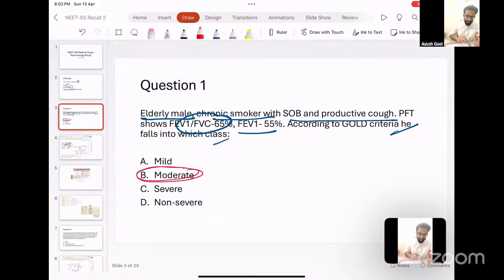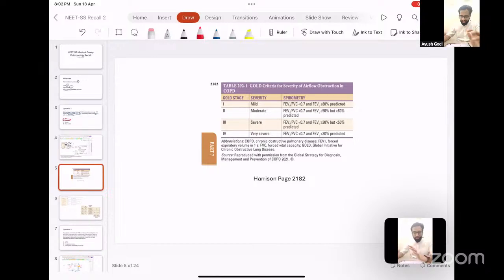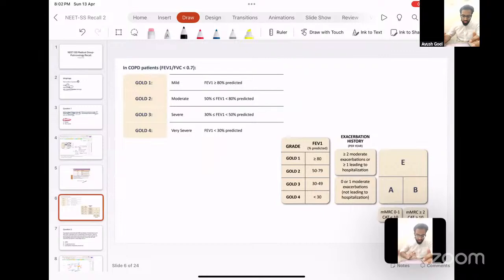So this is a relatively easy question, and this is also from Harrison, given on page number 2182. Apart from the GOLD classification based on FEV1, you should also know the ABE classification, which is on the basis of the symptom burden and the exacerbation history. So GOLD classifies into A, B, and E categories.